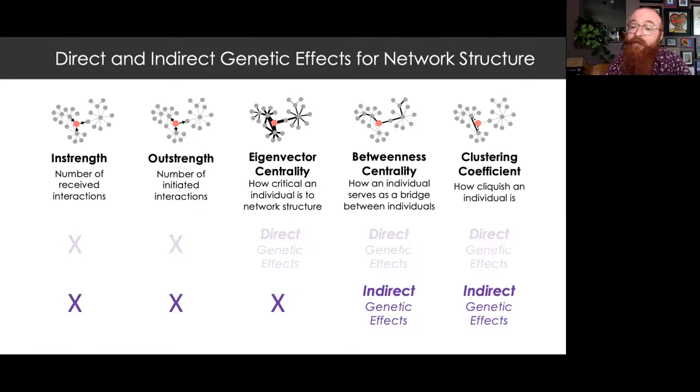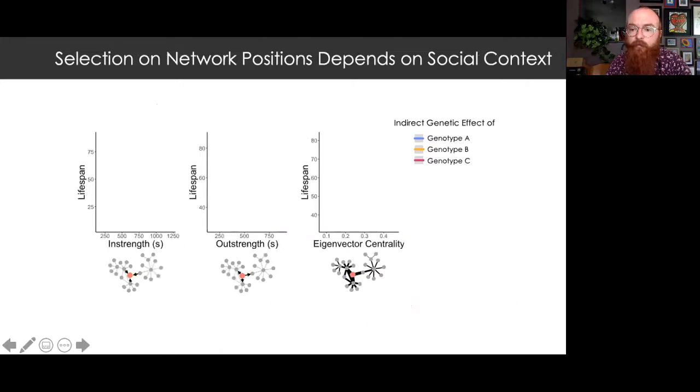We similarly found evidence of indirect genetic effects influencing how individuals served as a bridge between indirectly connected individuals, as well as how cliquish individuals were, but not for our other three tested components of network position. So knowing that individuals' positions within their network can be shaped by both direct and indirect genetic effects, we then asked how selection acts on this variation across different social contexts.